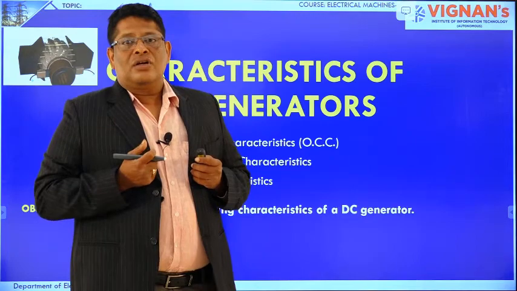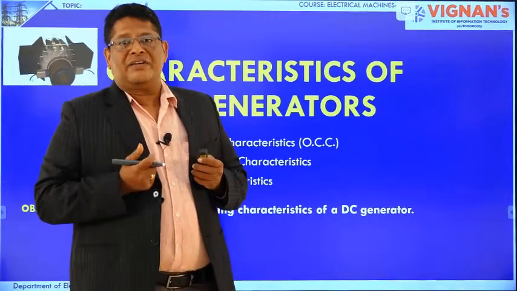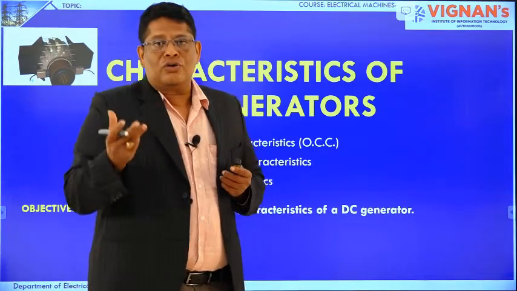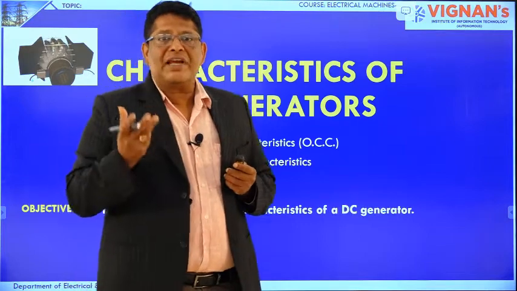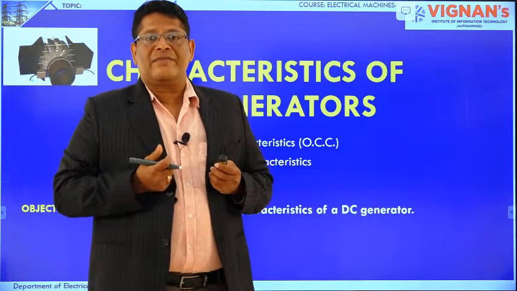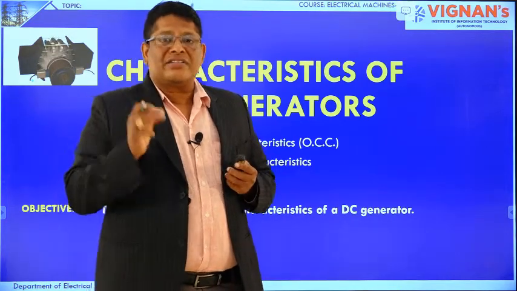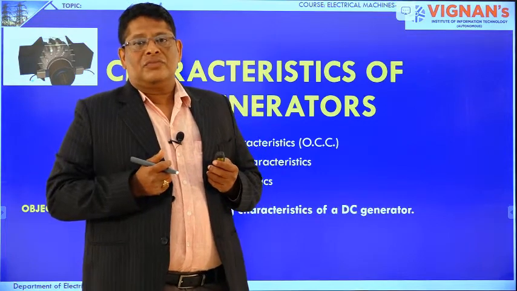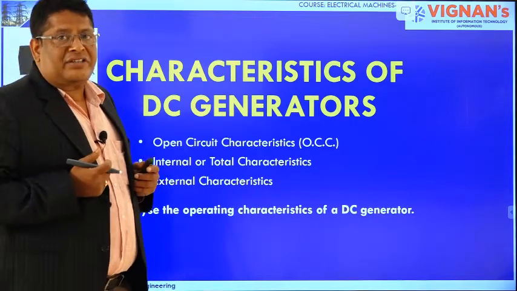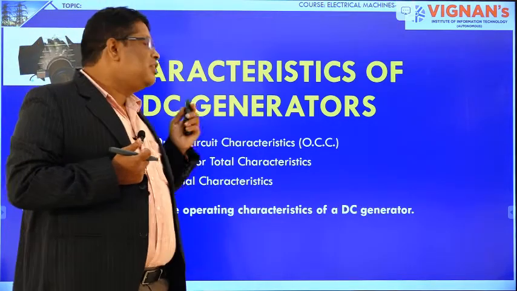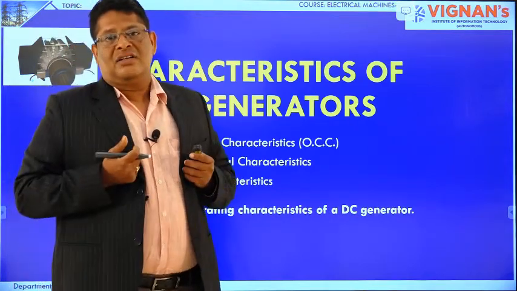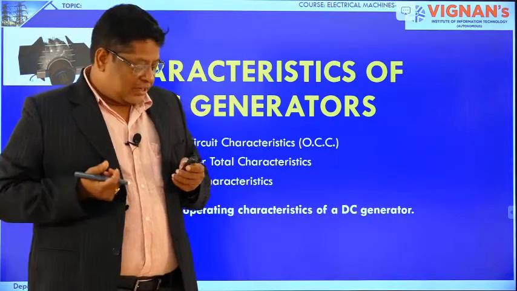See here, the performance of the DC generator: the power generated by the DC generator is given to the load, whereas the function of the load depends highly on how much load we are giving. That's why we should know some of the characteristics of a DC generator. The main objective of studying these characteristics of a DC generator is to know the performance. In this lecture, the student will be able to understand and analyze the characteristics of a DC generator.